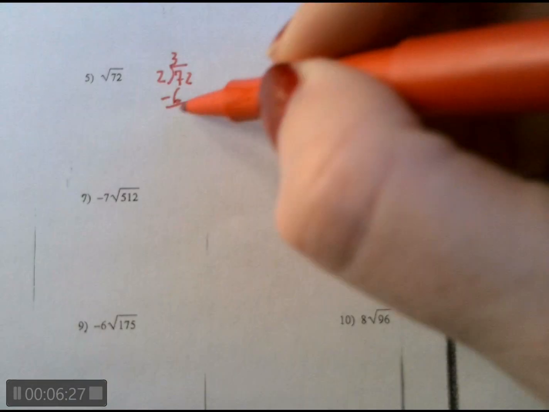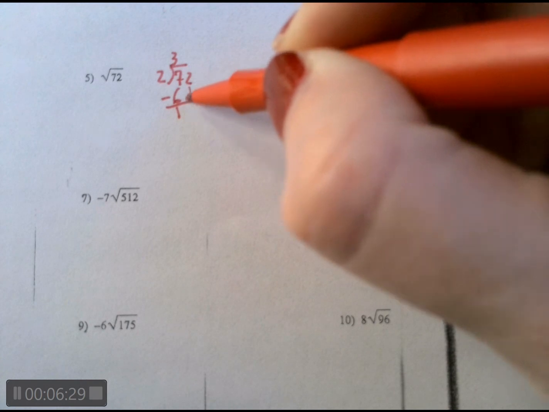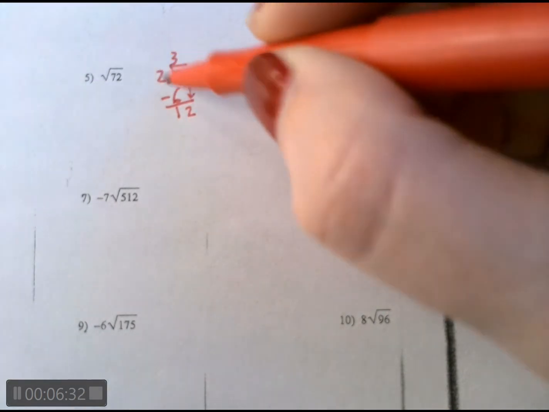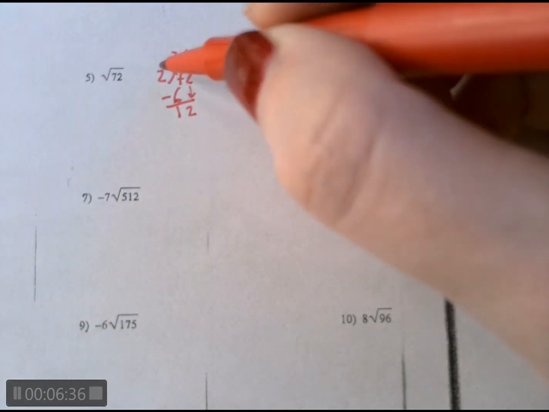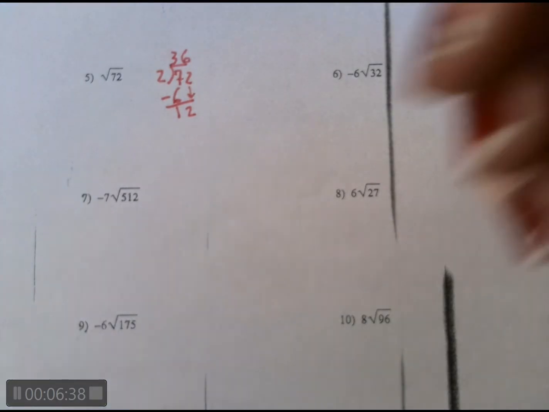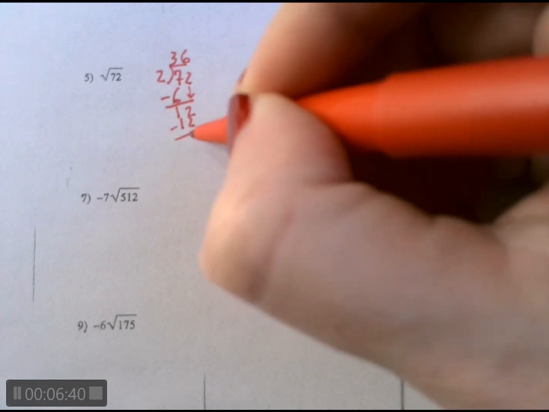Okay? So 2 goes into 7 3 times, because 3 times 2 will give me 6. And then we're going to subtract. And then we're going to bring down the 2. And then 12 divided by 2 will give me 6. Alright, so I can change this into 2 and 36.